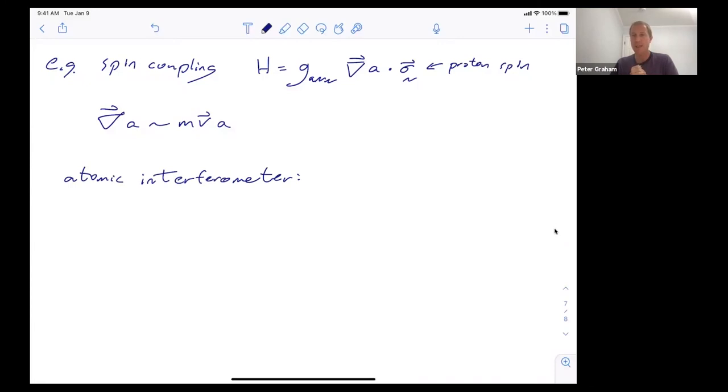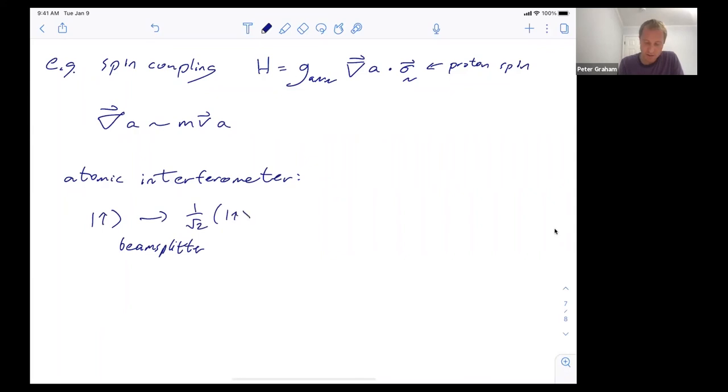Superposition of ground and excited. What if I do a different beam splitter? I can do this too. What if I start with the atom in a spin up state? And then I have some beam splitter, which instead of splitting the internal energy level of the atom, splits the spin state, splits it into 1/√2 up plus down. And then I let that evolve in time.